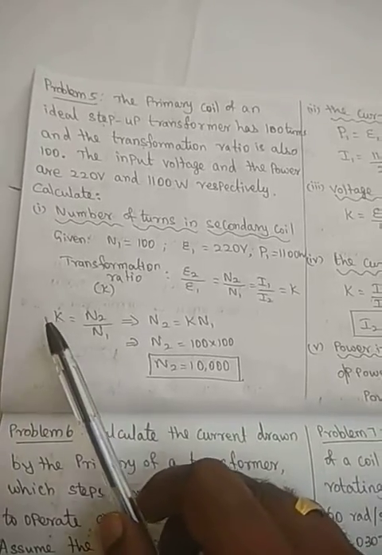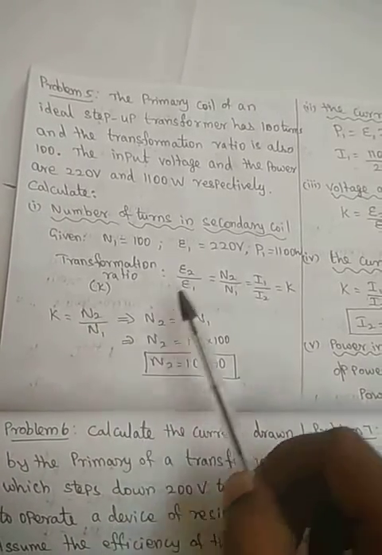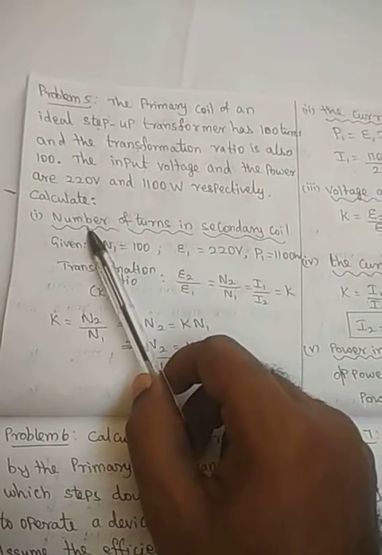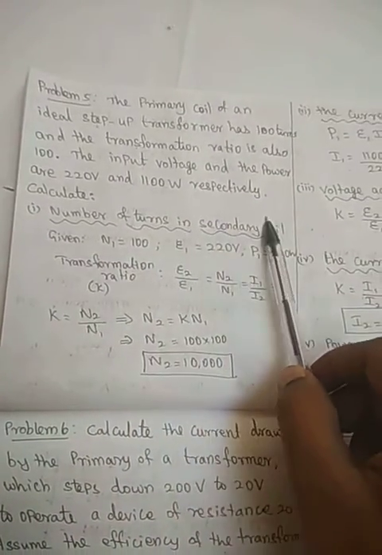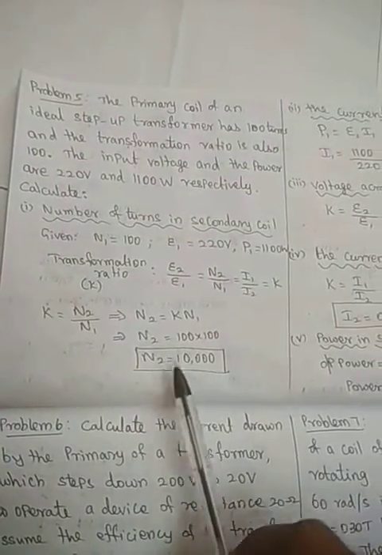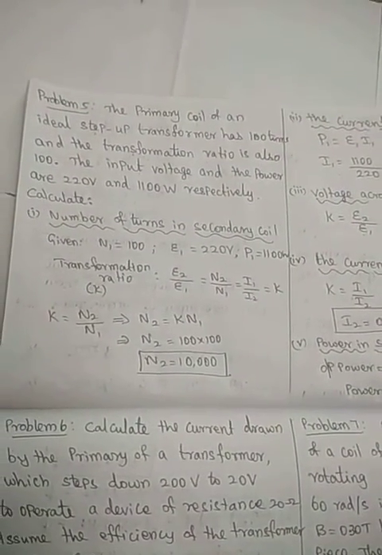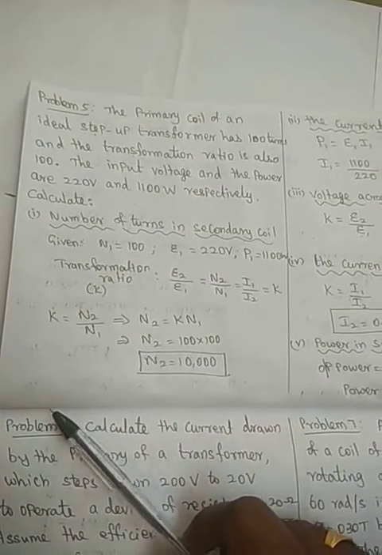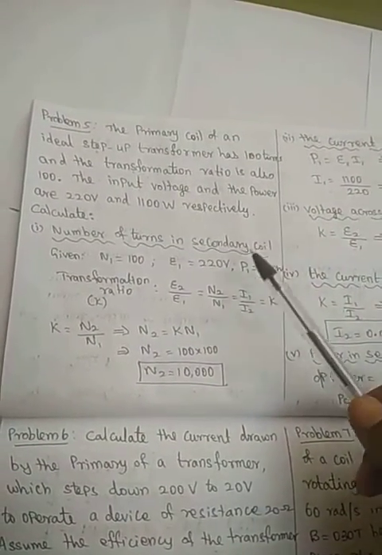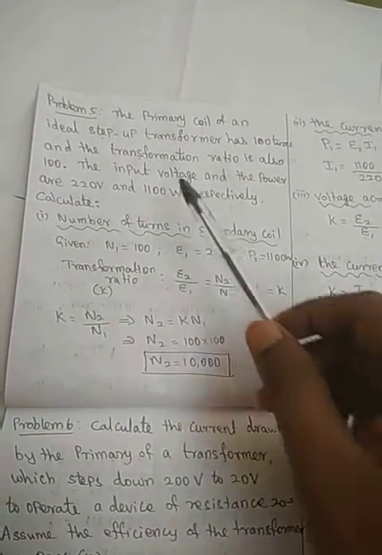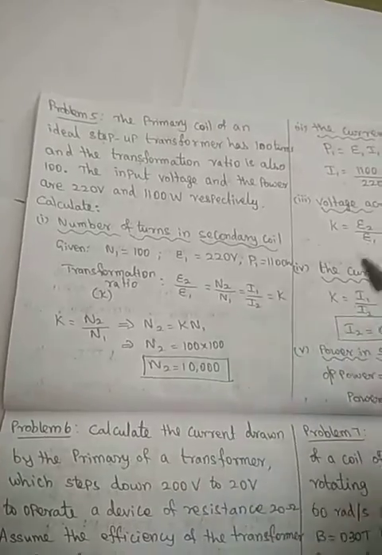So transformation ratio K is equal to N2 by N1. N2 is the secondary coil turns and N1 is the primary coil turns. The question is, calculate the number of turns in the secondary coil. Keep N2 as it is, bring the N1 here, we get N2 is equal to 10,000 turns. So for a step-up transformer, primary coil turns must be less than the secondary coil turns. So primary coil is 100 and secondary coil is 10,000 here. So it is a step-up transformer.